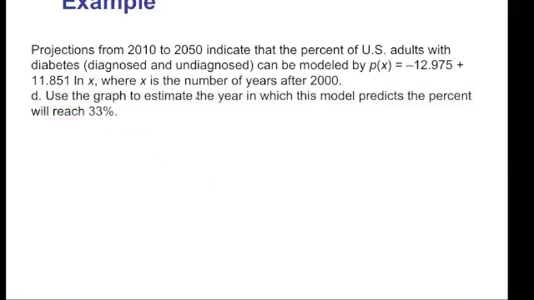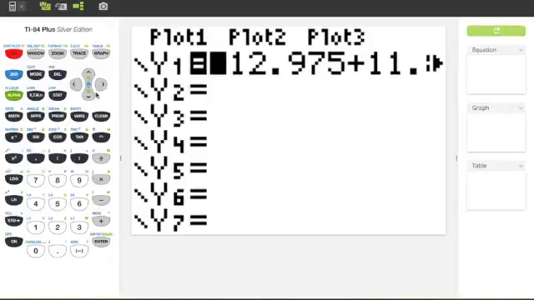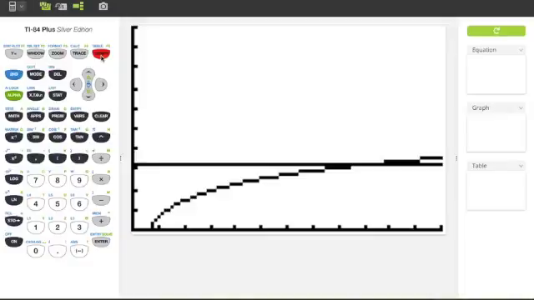Now they ask us to use the graph to estimate the year in which this model predicts the percent will reach 33%. So we'll use y2 equals 33 and see where they intersect. When the percentage of those diagnosed with diabetes will be 33%, which is a third of the population. We'll go to y equals, we'll fill in 33, and look at our graph. Yes, it does intersect during that time.